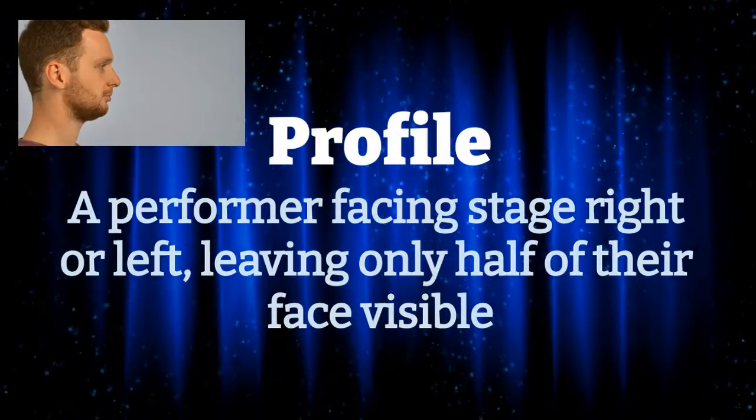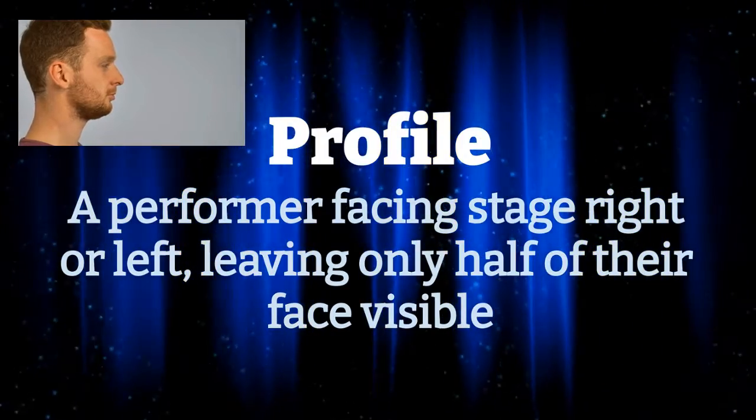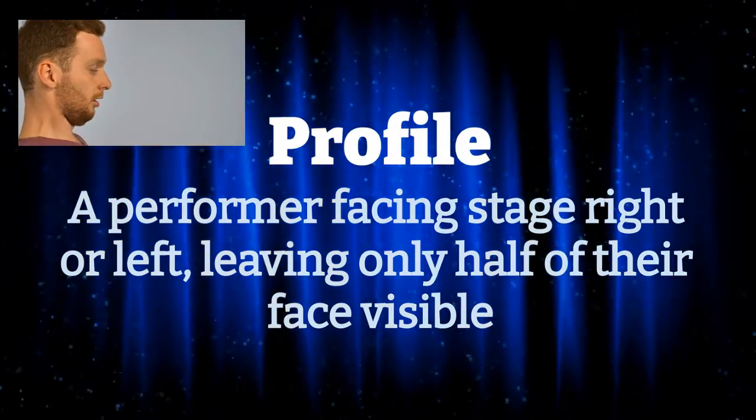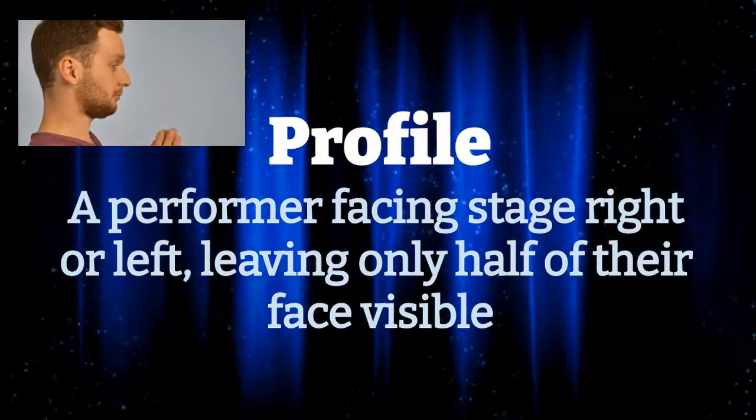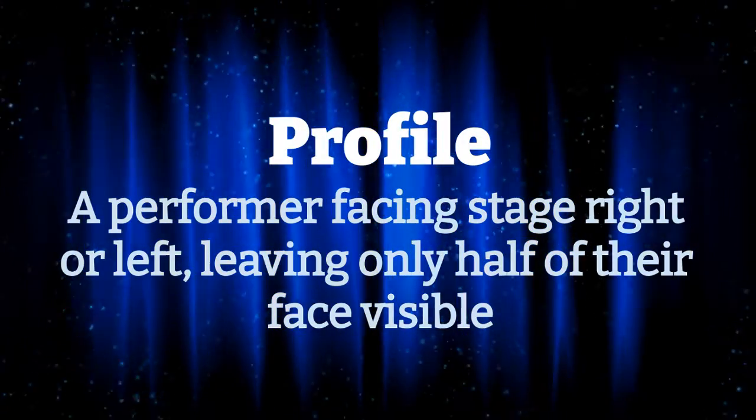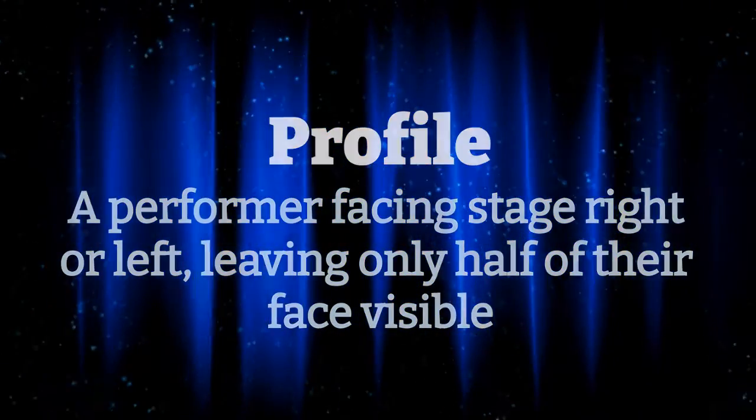Profile, a performer facing stage right or left, leaving only half of their face visible. So like we talked about with cheating out, when you are in profile, they can only see one half of your face. When you then cheat out, you can move yourself just a little bit so they can see just a tiny bit more of your face.